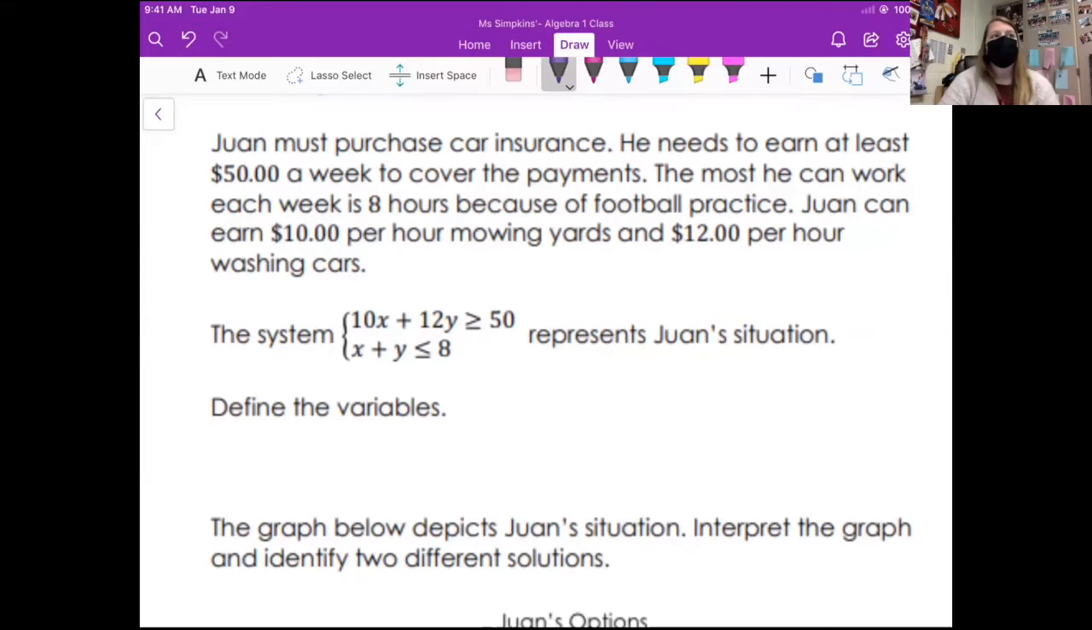Your house has insurance too, because what could happen to your house? It could burn, it could flood, people could break in, right? You have insurance for things like that.